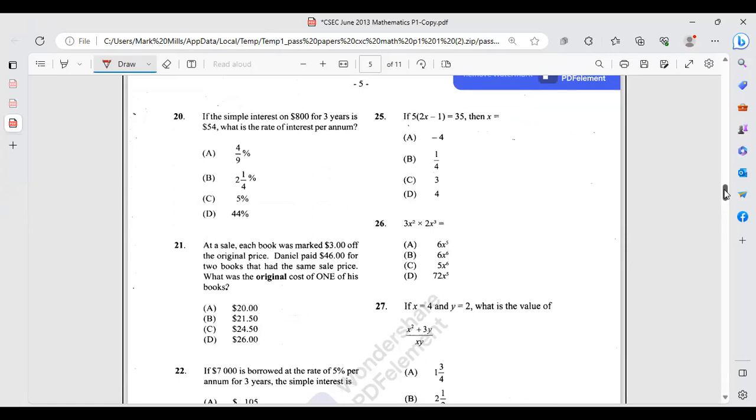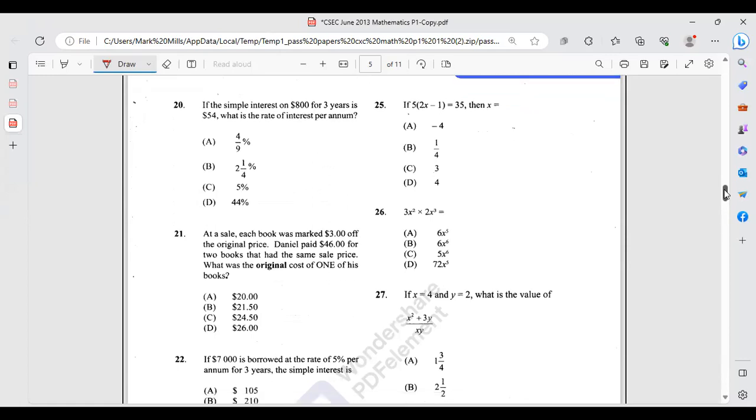Number 20. If the simple interest on $800 for 3 years is $54, what is the rate of the interest per annum? How do I find rate? Anybody remember the formula for rate?